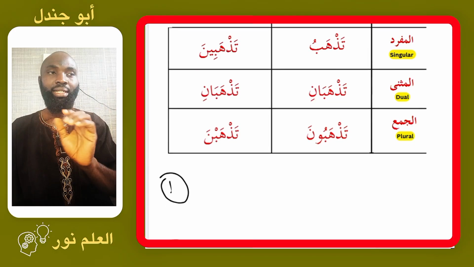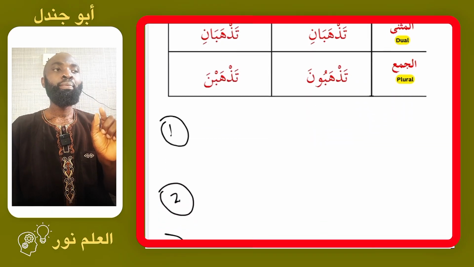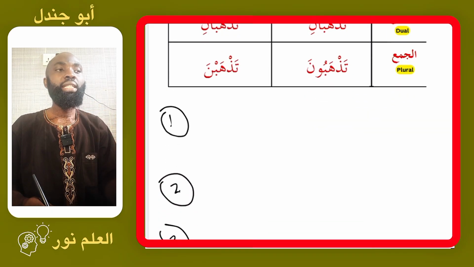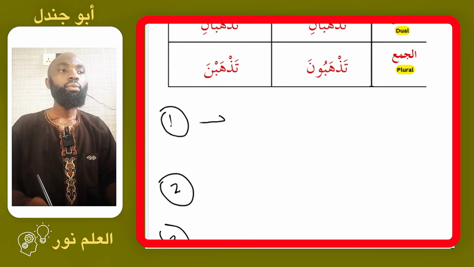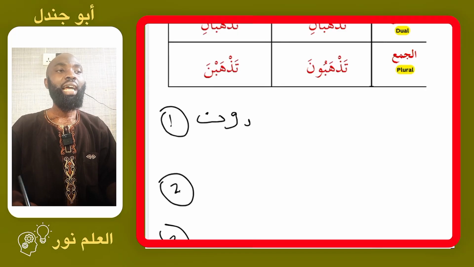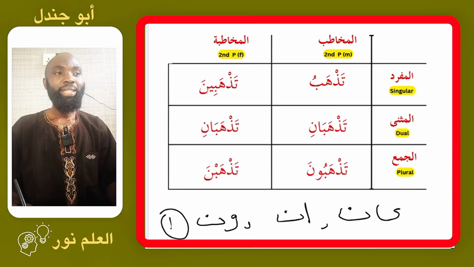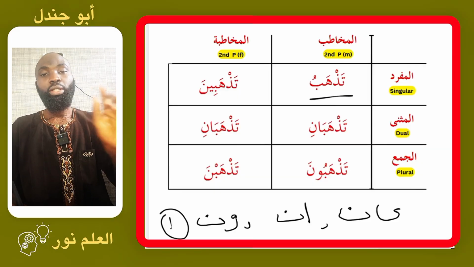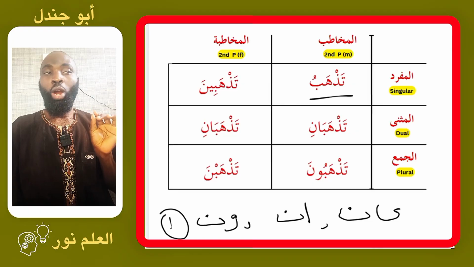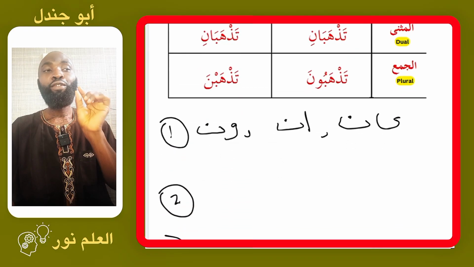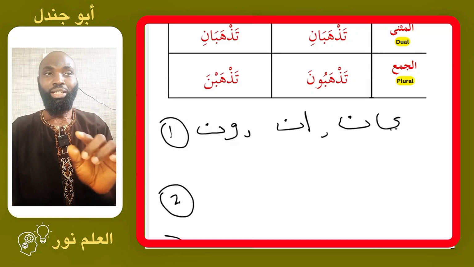The first category is the ones that do not end... okay, let's start like this. There are present tense verbs here that do not end with noon. They do not end with wa and noon. They do not also end with alif and noon. They do not also end with ya and noon. And the present tense verb is this particular one. It only ends with ba. It does not end with wa and noon, alif and noon, or even ya and noon. You understand what I mean by this?